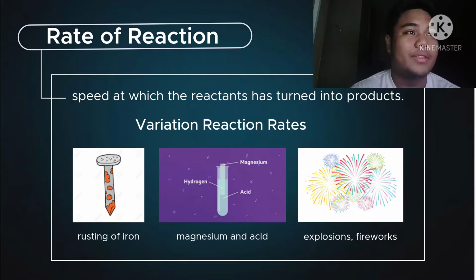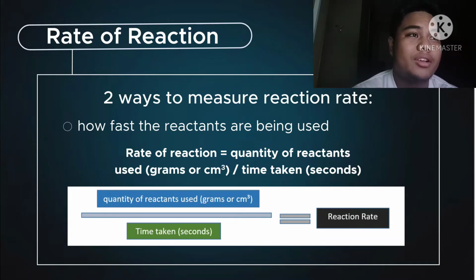Today I'm going to discuss the rates of chemical reaction. By definition, it is the speed at which the reactants turn into products. There are various rates of reactions. For a slow reaction rate, such as the rusting of iron, which can take years or maybe even decades. A more typical rate is something like the reaction of magnesium and an acid, which produces hydrogen bubbles. Then there are extremely fast rates, where an example is a fireworks explosion, which can happen within a split second. There are two ways to measure reaction rates.